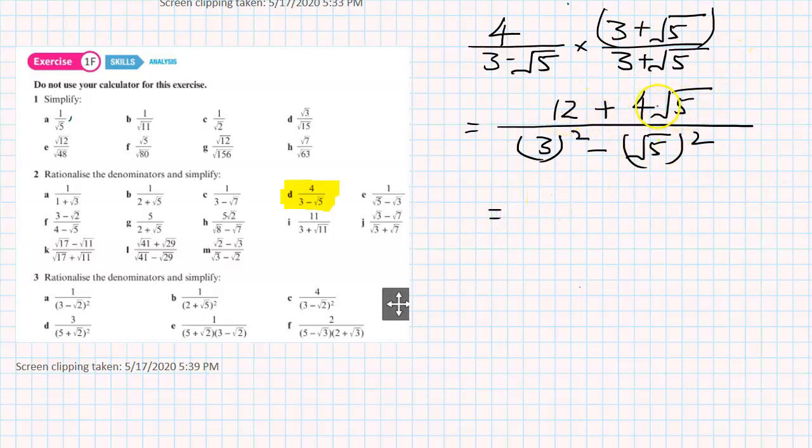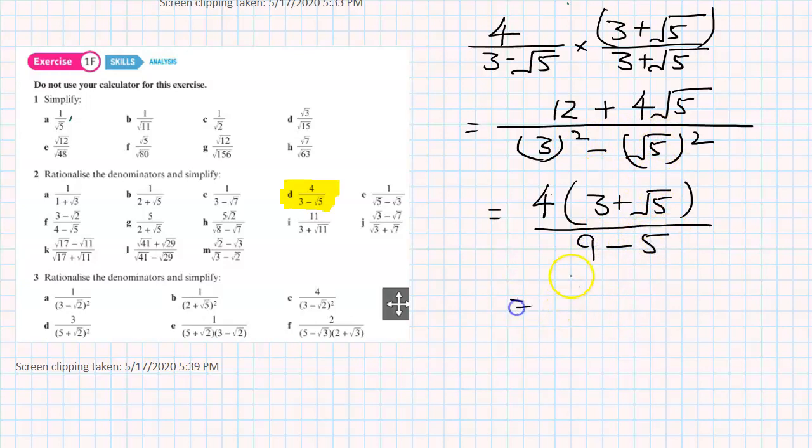You can take common, this is 12 and 4, you can take 4 common. 4 was already common here, so even if you don't multiply it, this is 3 plus root 5. Let us see if there is something common in the denominator. This is 9 minus 5, which is 4. Yes. So this is 4 over 4 times 3 plus root 5. So this cancels. This is your answer.